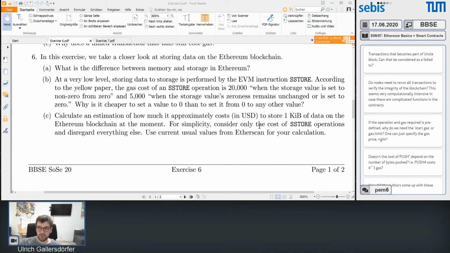Question number B. At a very low level, storing data to storage is performed by the EVM instruction sstore. According to the yellow paper, the gas cost of a sstore operation is 20,000 gas when the storage value is set to non-zero from 0, and 5,000 when the storage value zeroness remains unchanged or is set to 0. Why is it cheaper to set a value to 0 than to set it from 0 to any other value?